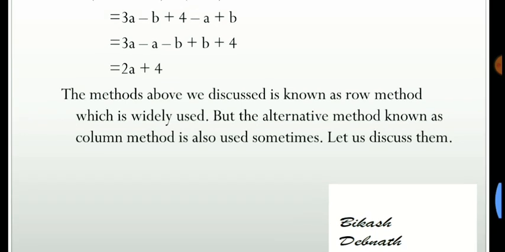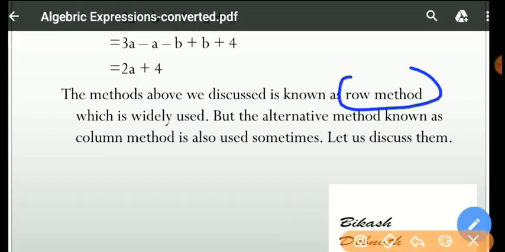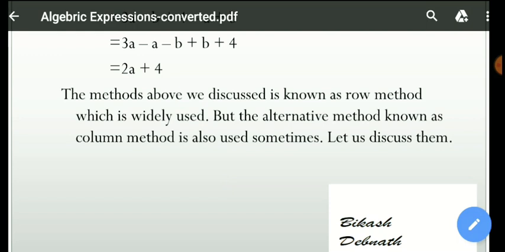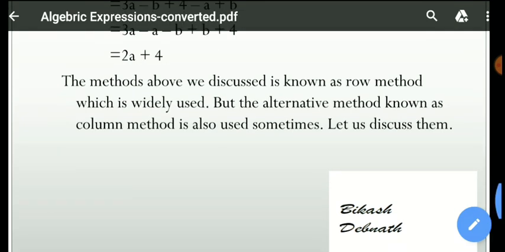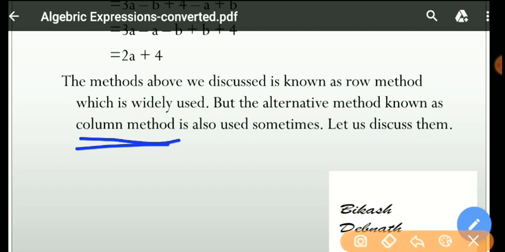The method we discussed above is known as the raw method. Raw means what? Khari. Yes or no? Not sari. Khari, which is widely used. But the alternative method, known as the column method, is also used sometimes. Let us discuss them.